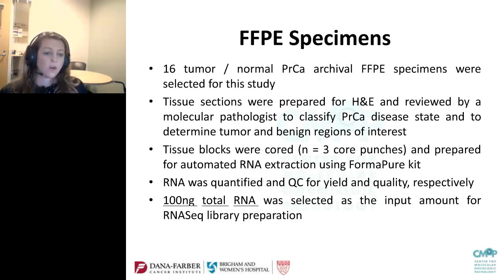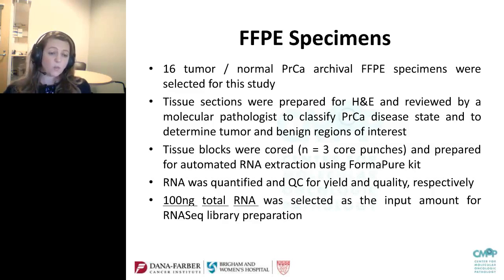Okay, so to the cohort at hand. For the FFPE specimens that we used here, we had 16 cases where we had matched FFPE specimens and fresh frozen specimens. In this talk, I'm going to talk about the FFPE specimens. From these, we were able to isolate tumor and normal cells from the same case. These tissue sections were prepared for H&E, and they were reviewed by a pathologist to identify and annotate where the tumor glands and the normal epithelial glands were, and then to classify the disease state with a Gleason score.